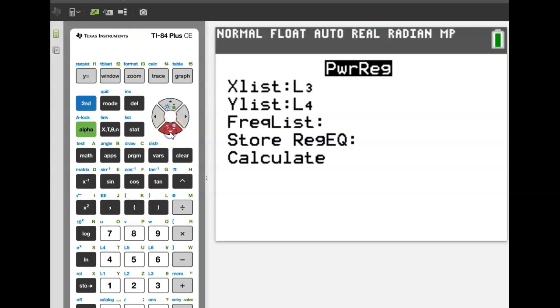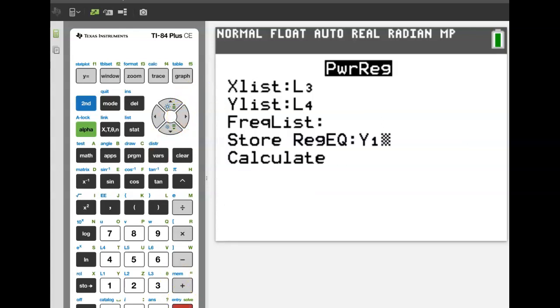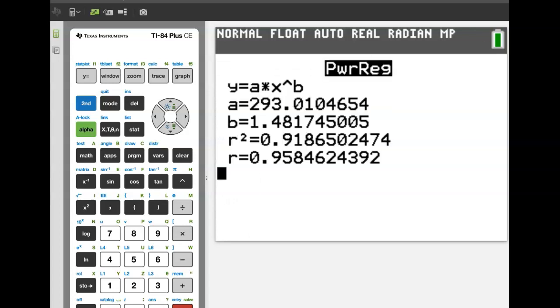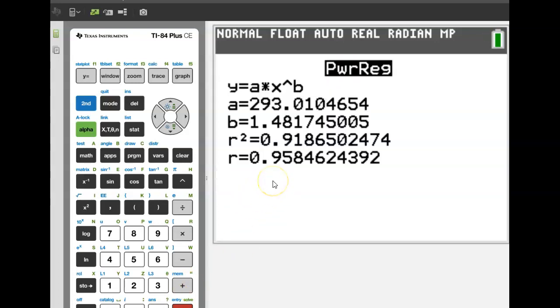And then we want to store it. We always want to store it today. The shortcut is alpha trace. I'm going to do it the long way because some of the older calculators don't have the shortcut. It's vars, arrow to the right, enter, enter. If you have the older calculator, it could look like this, or you can just type the Y1. You don't even need to type the L3 and L4, as long as you store it. Then you hit enter. Did everybody get an R? Anybody need to go back and turn their diagnostics on?